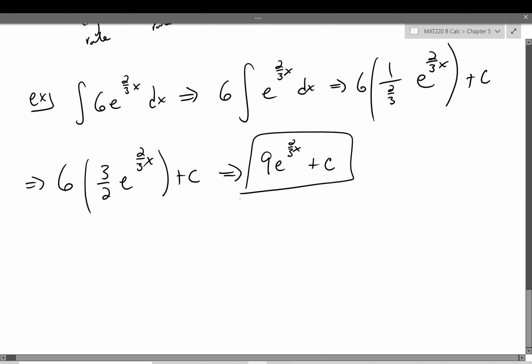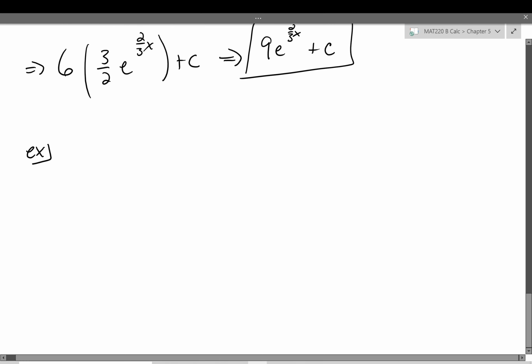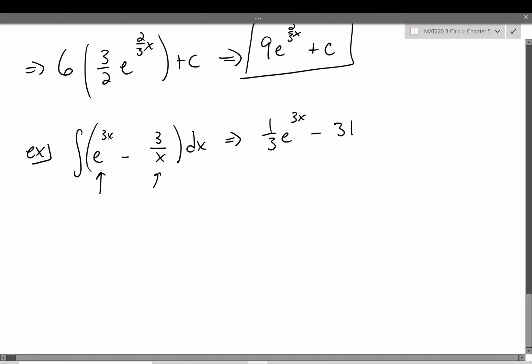Okay? All right. Let's do the next one. This is going to be a very short video. The integral of e to the 3x minus 3 over x dx. Okay? Well, here we're going to have the exponential rule and the logarithmic rule. So when I integrate, I get 1/3 e to the 3x minus 3 ln the absolute value of x plus c. All right, so let me show you what I did here.